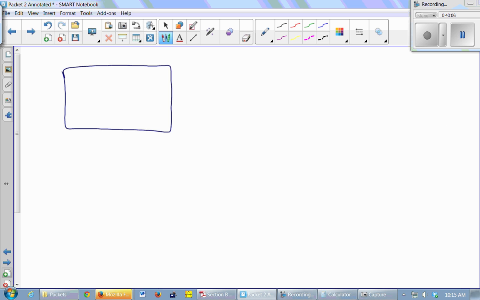It's a rectangle. Rectangles have two dimensions, right? You can call it base and height. You can call it length and width. You can call it length and height, whatever. There's two dimensions. One of them is 10. What is the other one?